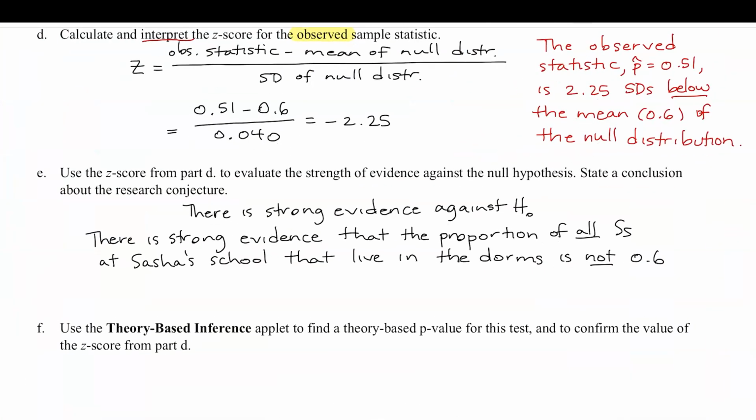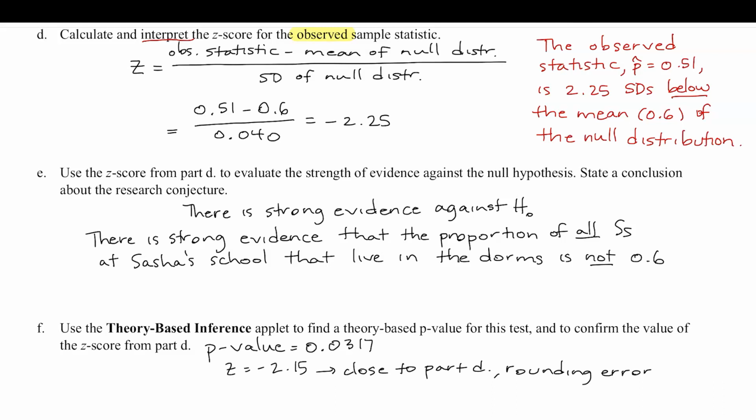So 0.0317, if we go back to the worksheet, the p-value is 0.0317, and the z-score is negative 2.15. All right, so close to what we got in Part D. We had some rounding error, so that was the problem with that. Why it came out different, but it's pretty close.